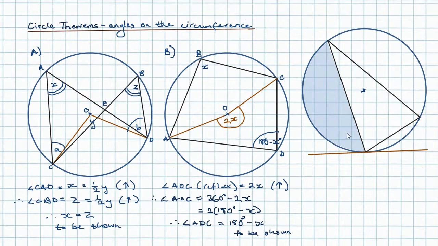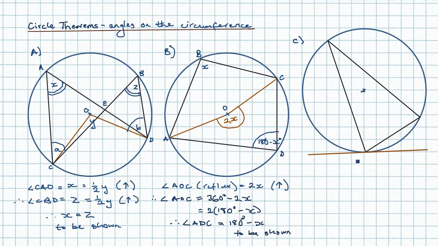In fact, there are two. So if we, let's just unshade that. If we look at this segment here, the angle between this chord and the tangent must have the same property. So the angle here will also be the same as the angle in the alternate segment, so the angle opposite, which is here. But how do we prove that? Okay, well, let's call this problem C.